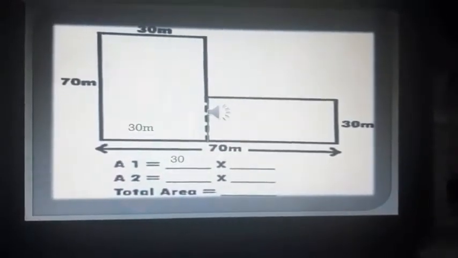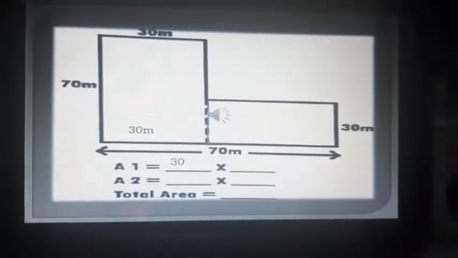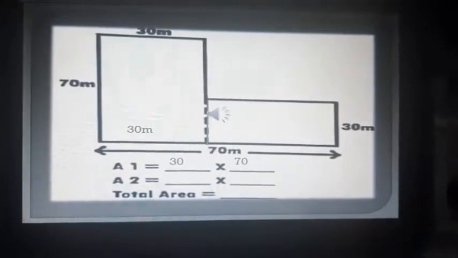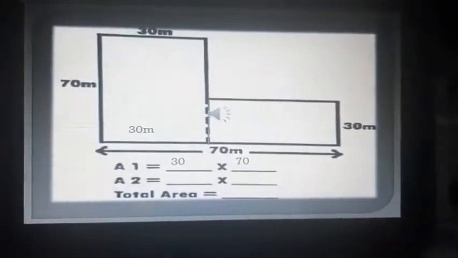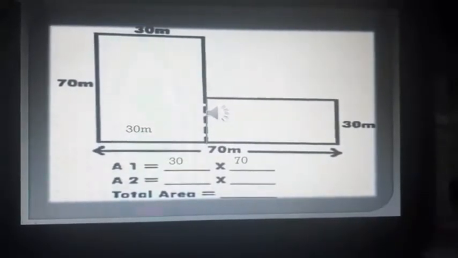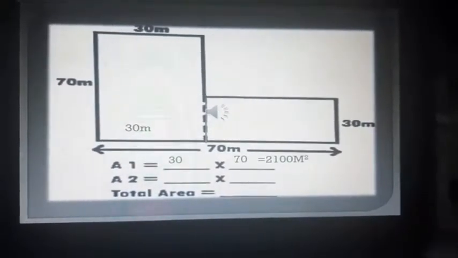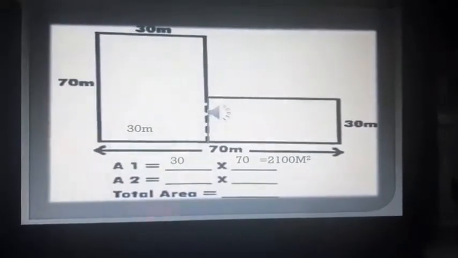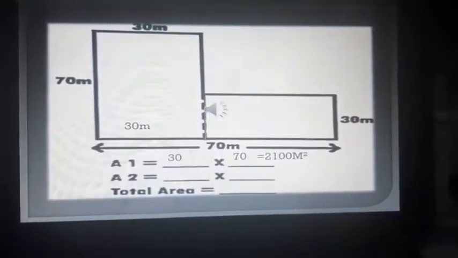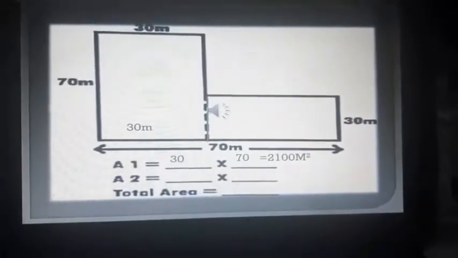Okay, make times to get the first area. I have two dimensions, 70 meters and 30, so 70 times 30 equals what? We drop down, how many zeros do you have? You have here 2 zeros, so drop 2 zeros and make times between 3 and 7, it will be 21. So it will be 2100 meters squared.